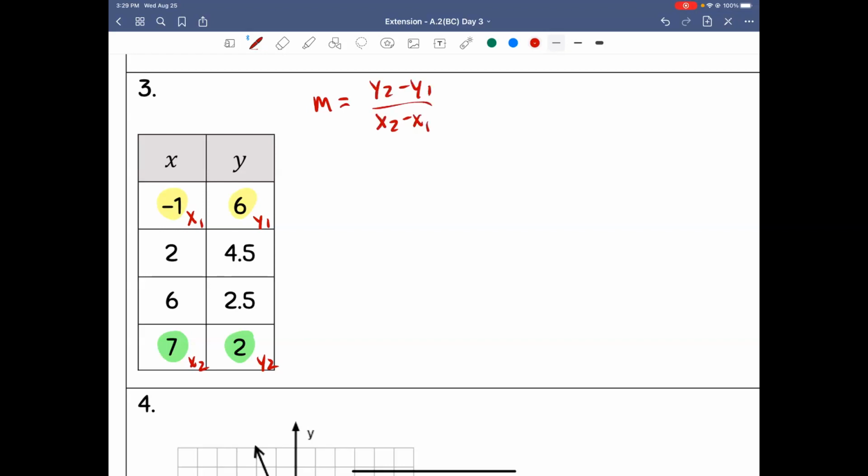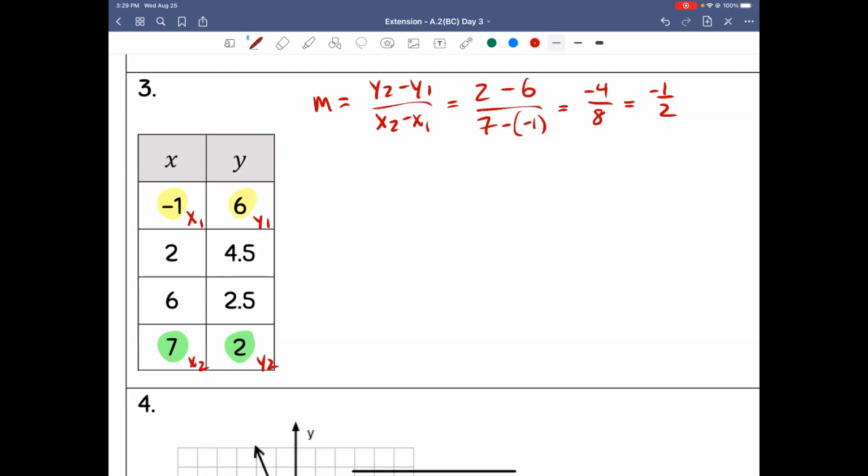And so, plugging those 4 numbers into this formula, we see that y2 was labeled as 2, y1 was labeled as 6, x2 was labeled as 7, and x1 was -1. And so what we end up with when we do this calculation in the numerator is -4, and that's going to be divided by +8. And that fraction will reduce to become -1/2, which is my slope.